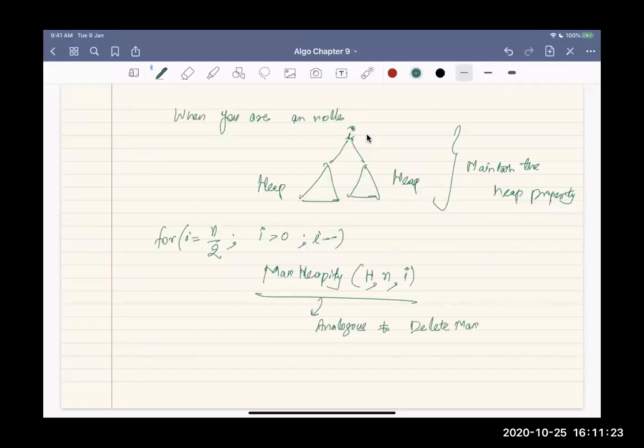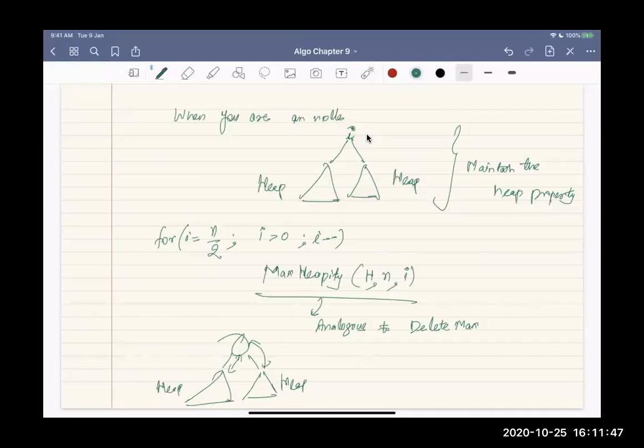Delete max, what happened? You put something at the root from the end, and the two things were already heaps. Yes, this was a heap, and this was a heap. And you put something on top of the heap. And what you did, you just swapped it with one of the children, whichever is the larger. And you will do exactly the same for this max heapify.